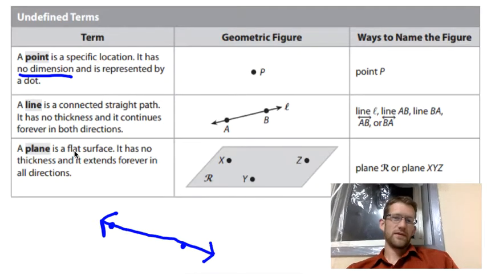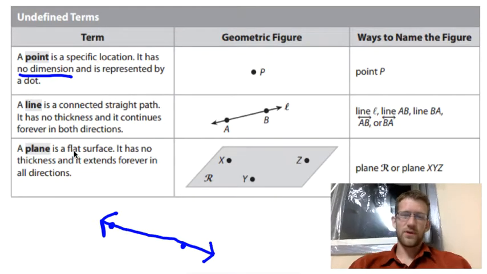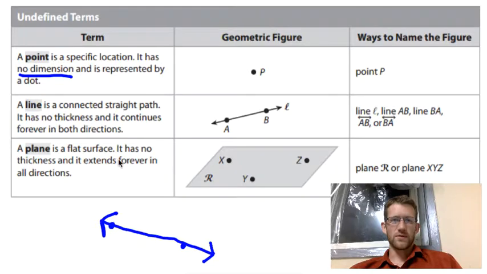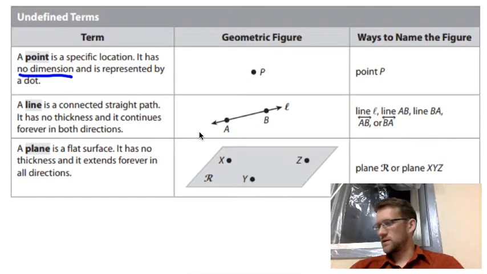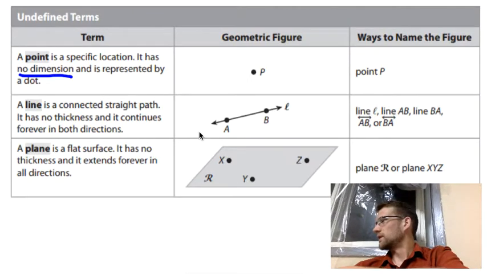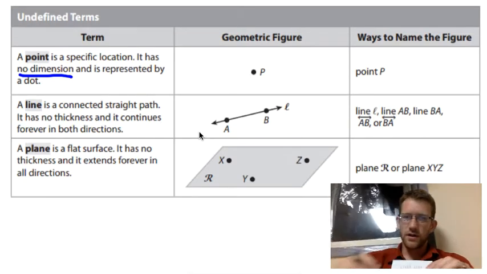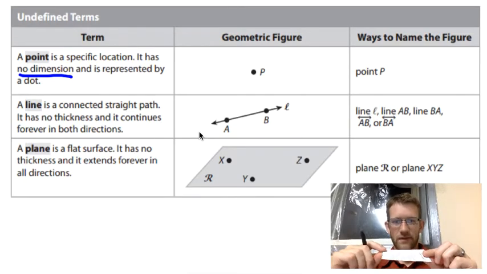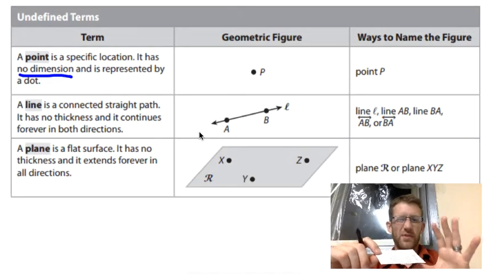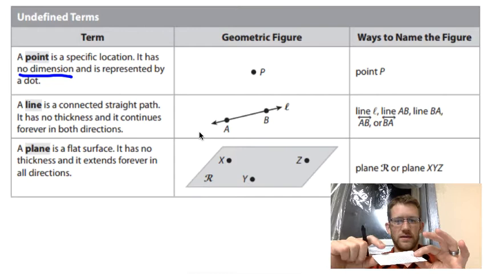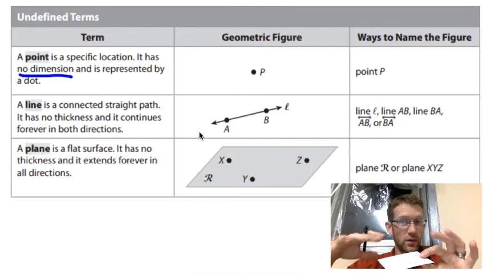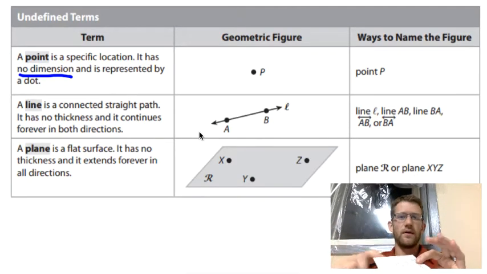Finally, a plane. This one's probably the hardest one to visualize because it's really hard to draw. I'm not even going to attempt it. I'll just use theirs. Essentially they're using a flat sheet of paper. It's flat-ish. A flat sheet of paper kind of represents a plane in that it's very thin. Real planes have no thickness.